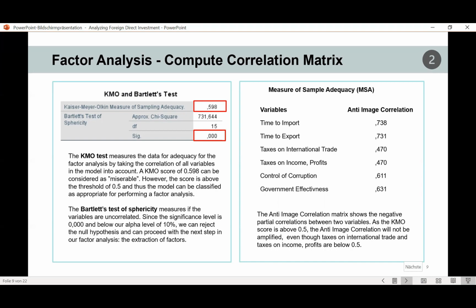The anti-image correlation matrix shows the negative partial correlations between 2 variables. Furthermore, the diagonal provides the measures of sampling adequacy on the level of individual variables. The MSA values should be greater than or equal to 0.5 as well. In relation to our independent variables, it can be seen that the values for taxes on international trade and taxes on income are below 0.5.